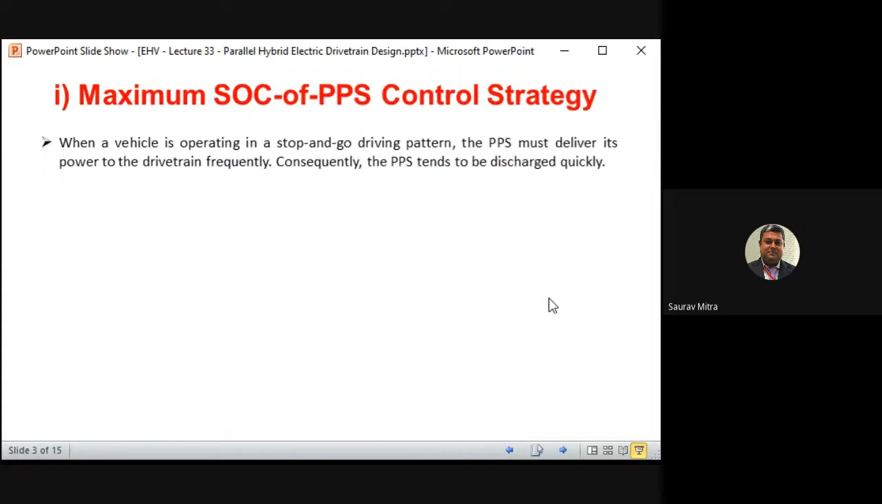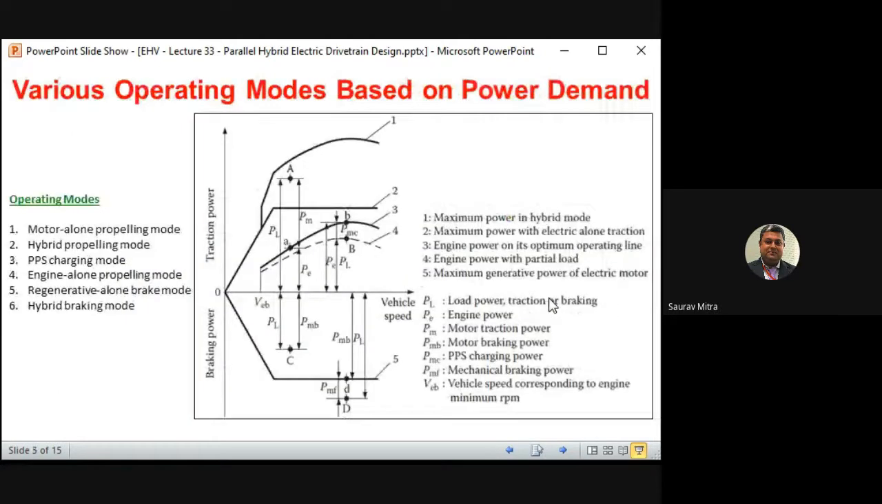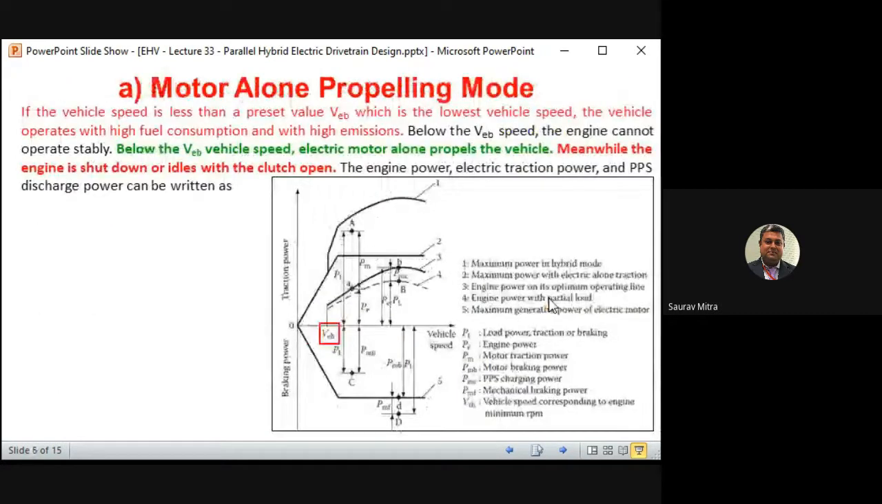So these are the three cases of propelling mode. It's very easy to understand. So first one is motor alone propelling mode, but there are certain other parameters that you have to explain. So there are five curves which are shown: 1, 2, 3, 4, 5. So here is the vehicle base speed, and if you are going in the positive direction, this is the traction power. That means I am actually pushing the vehicle forward by using traction power.